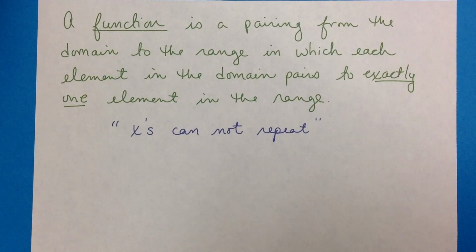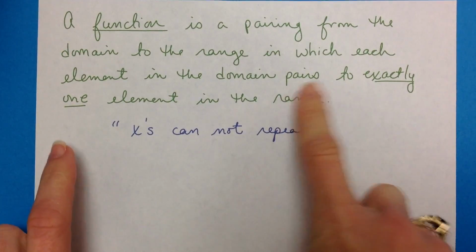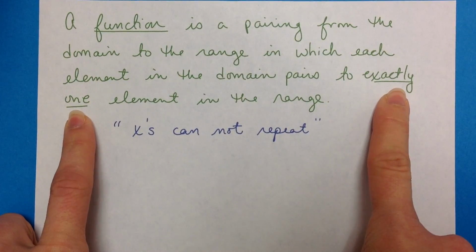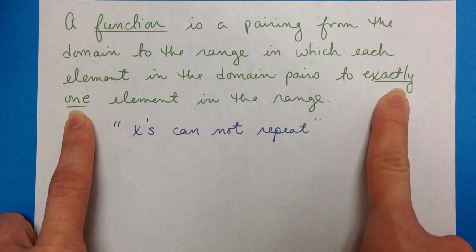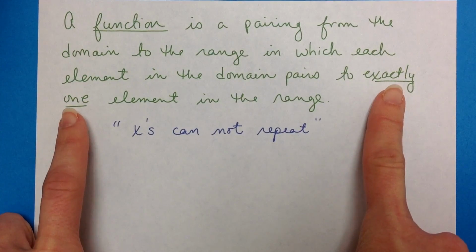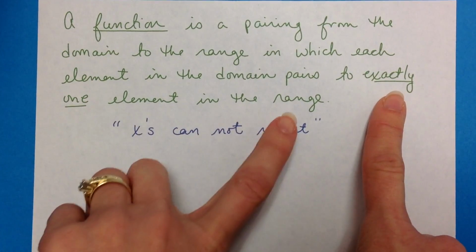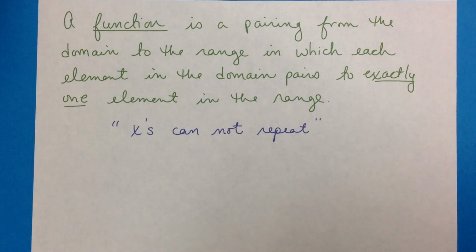Because if your x's repeat, it's not going to pair with exactly one. So if you have the x value of 5 there twice, then it's pairing with two elements from the range. Okay, so like I said, the bottom line of what you need to remember about a function is that your x's cannot repeat.